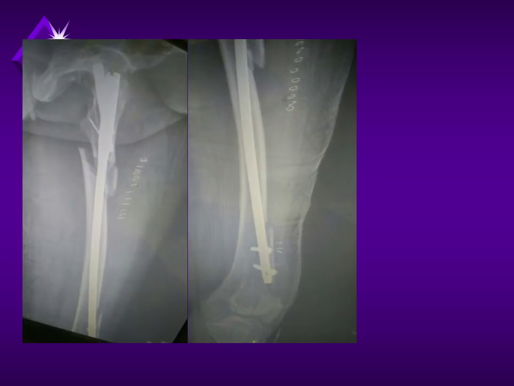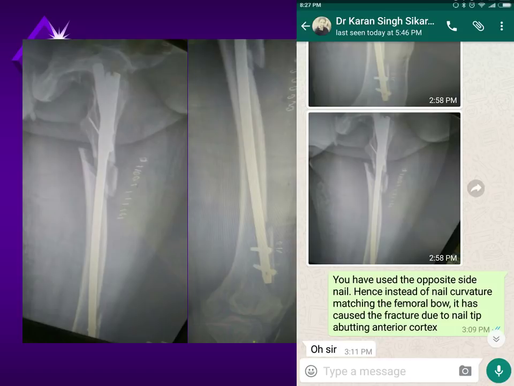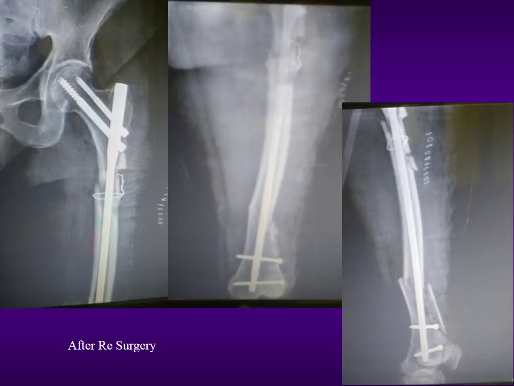There is an anterior curvature of the femur, so the nail is also side specific and it has been bent accordingly. But unfortunately, the surgeon has used the opposite side nail without realizing the curvature, and that was the reason why the nail was abutting against the anterior cortex. Immediately I had written to him on WhatsApp that this is what has happened, and the resurgery had to be done, and an iatrogenic fracture did happen during the resurgery.